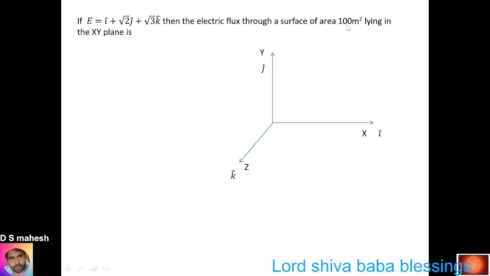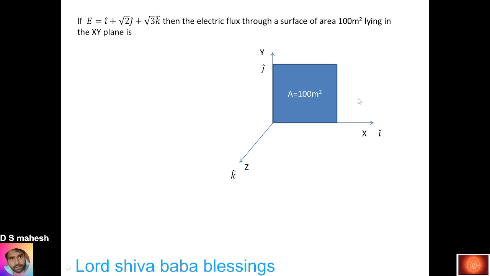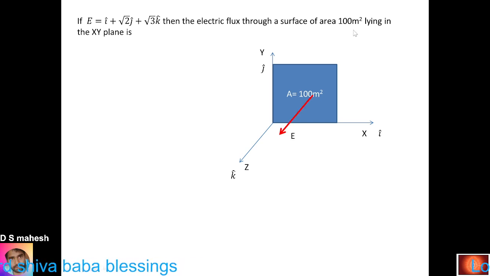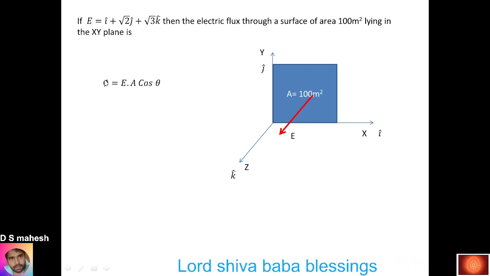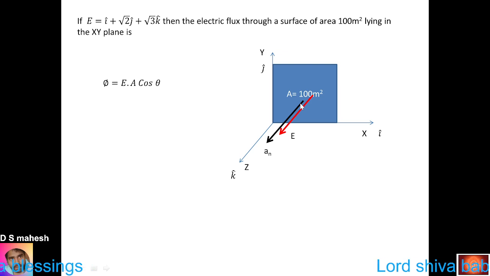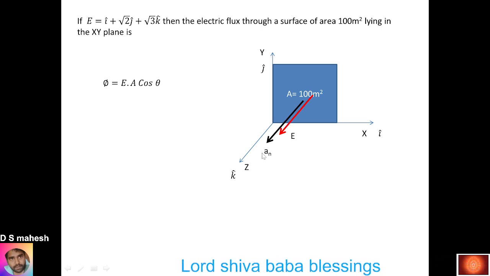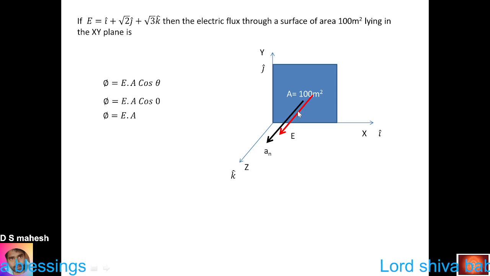So they are saying that there is a surface in the xy plane. So in the xy plane there is a surface. So now the area of that is given by 100 meters square. So the electric field is passing through this surface. So we need to calculate the electric flux. Electric flux is given by phi is equal to E A cos theta. So the angle between the normal drawn to the surface and electric field E is 0. Look over here. So this is your normal drawn to the surface. So since the angle between them is 0, cos 0 will be equal to 1. So that will be written as phi is equal to E dot A.